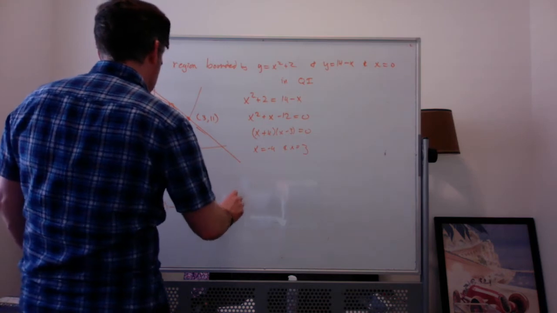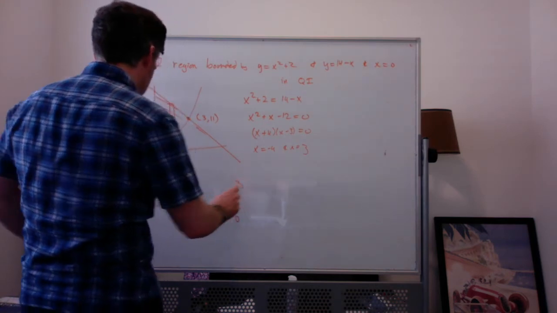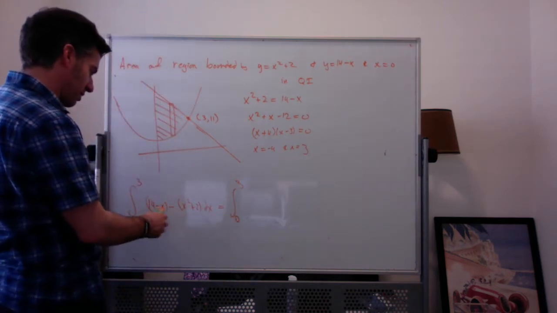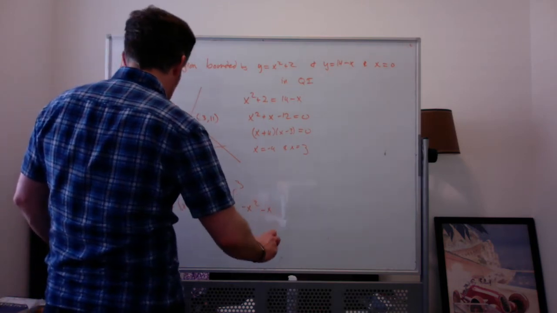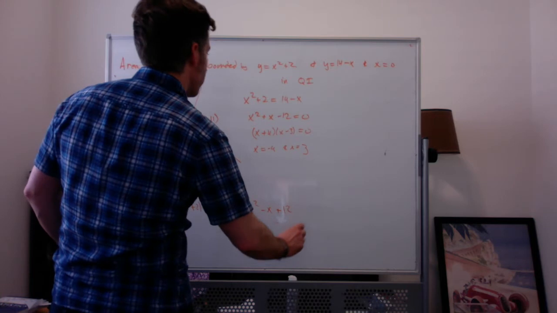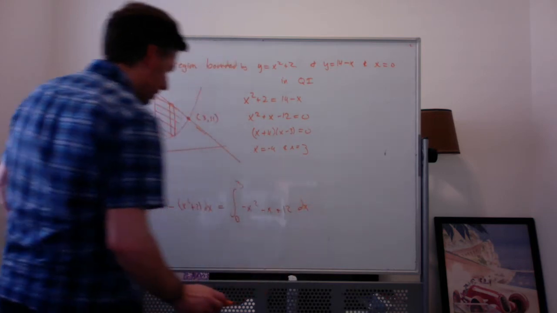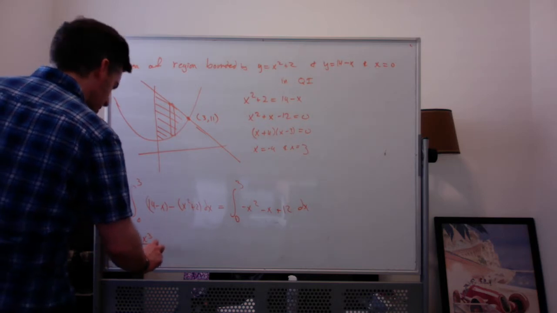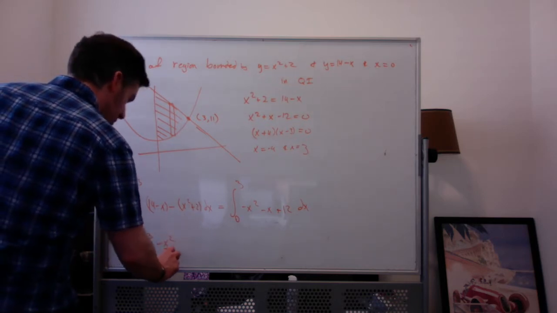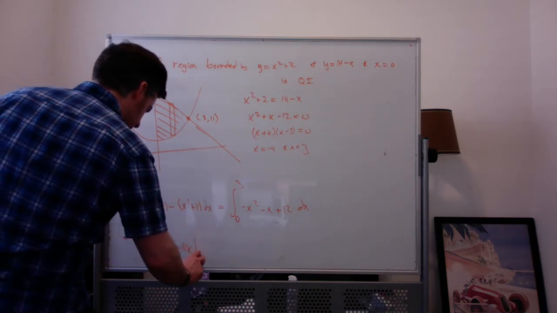Then the rest is just terrible math. I would combine this a little bit and write this as negative x squared minus x plus 12. And then I would integrate. I would get negative x cubed over 3 minus x squared over 2 plus 12x from 0 to 3.